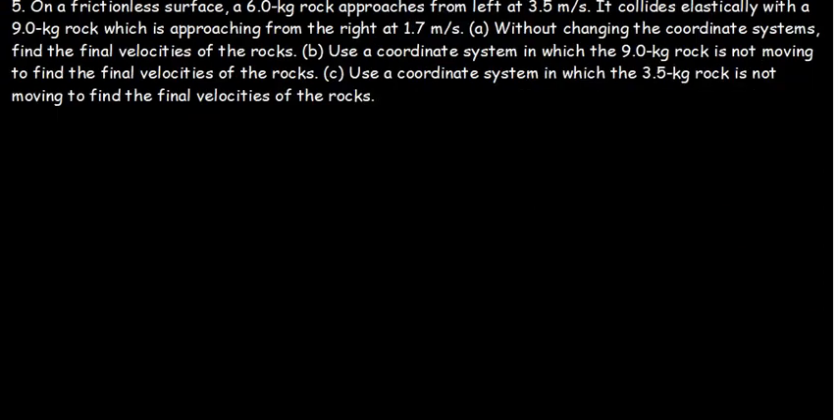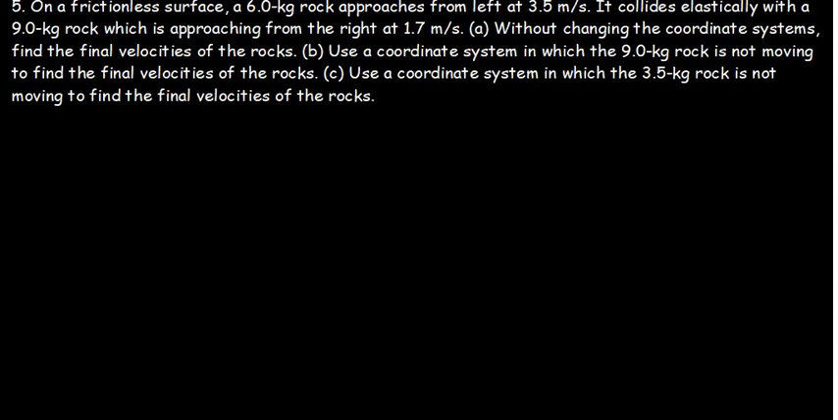So we are on number 5. Number 5 is saying on a frictionless surface, a 6 kg rock approaches from left at 3.5 meters per second. It collides elastically with a 9 kg rock which is approaching from the right at 1.7 meters per second. But A, without changing the coordinate system, find the final velocities of the rocks. But B, use a coordinate system in which the 9 kg rock is not moving to find the final velocities. But C, use the coordinate system in which the 3.5 kg rock is not moving to find the final velocities.